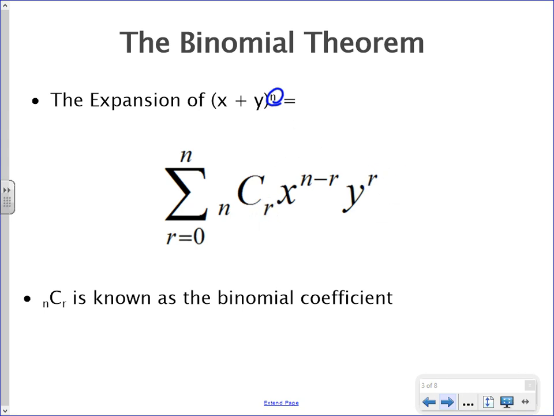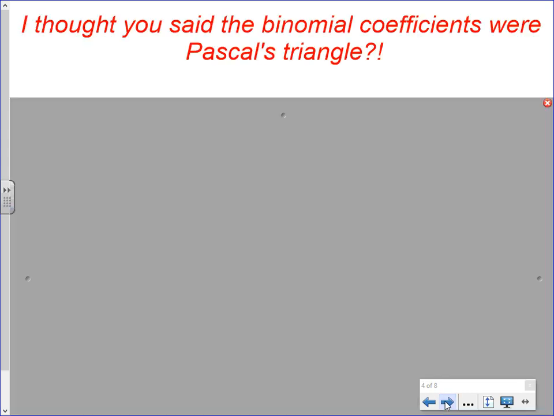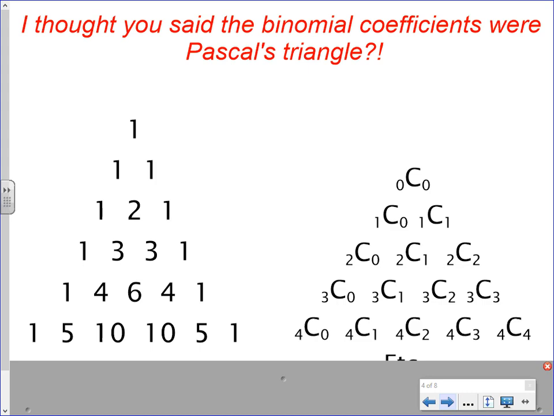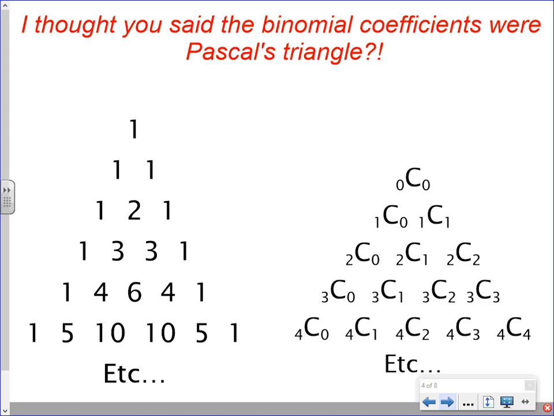All right, now, I told you that the coefficients were Pascal's triangle. Now I'm telling you that there's these combinations. Well, guess what? Pascal's triangle is just this. And you don't need to write this down. But all those numbers in Pascal's triangle come from the combinations for each integer. Isn't that cool?